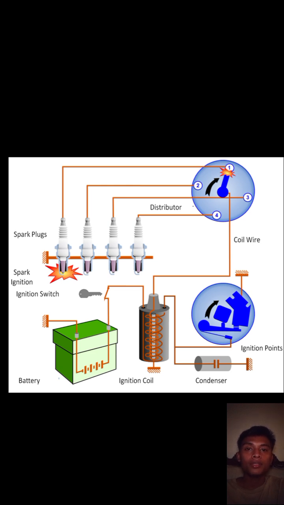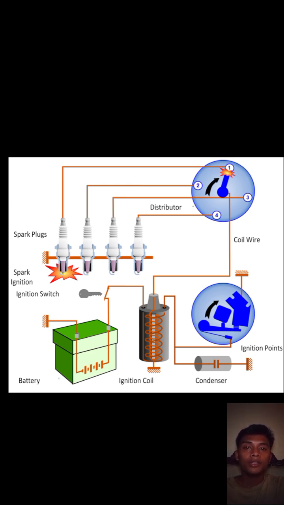The first process in the ignition system is that when the ignition switch is turned on, current flows from the battery to the ignition coil. The next step is that the current flows through the primary winding of the ignition coil, where one end is connected to the contact breaker.